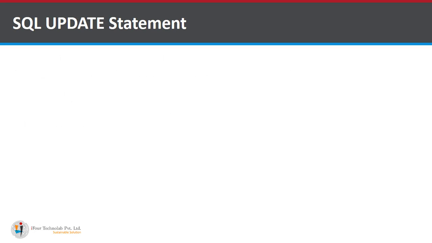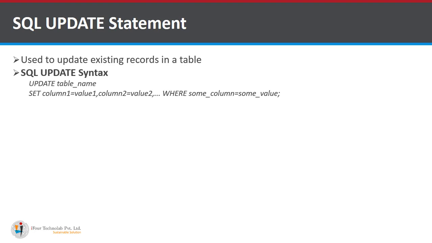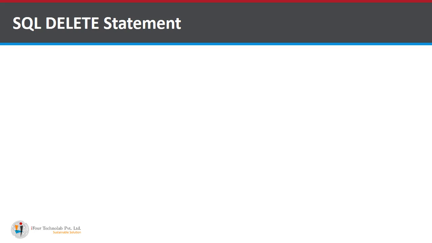Same we have here for update statements. Used to update existing records in a table. So the syntax is: UPDATE table name SET column 1 equal to value 1, column 2 equal to value 2, WHERE some condition. The syntax of this is as simple as the other syntax.